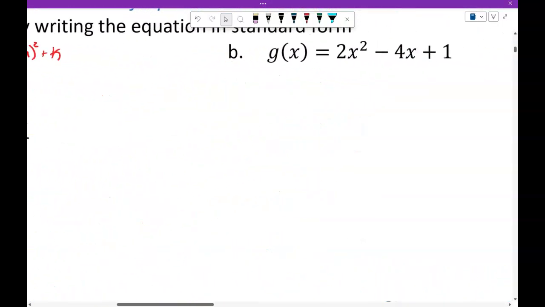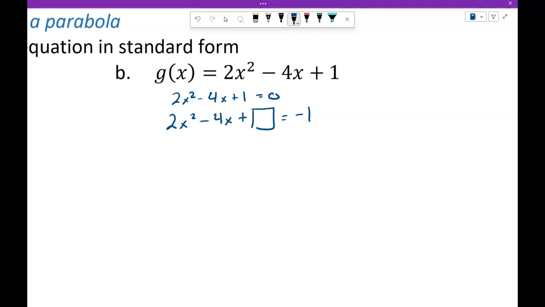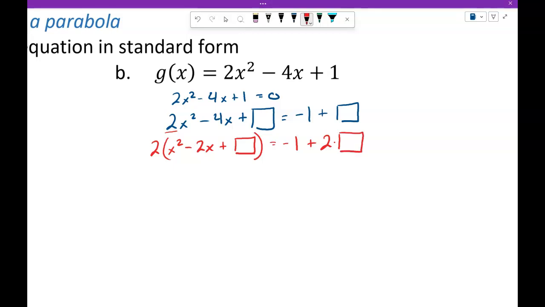Let's take some time now to do example B. So here we have our function, and we'll start out again by setting our function equal to 0, just for ease of evaluating. And we move our constant to the other side of the equation. Now, before we go ahead and fill in the box, we have to take care of our leading coefficient, and we need to factor it out. x² − 2x. But because we factored out that leading coefficient, we need to remember to multiply by 2 on the other side of the equation.